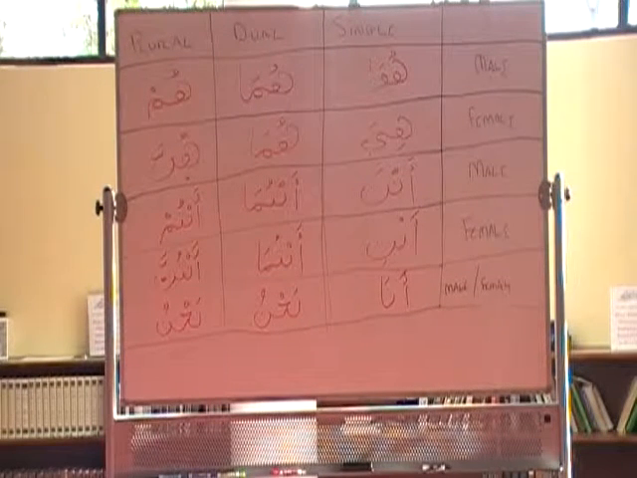Excellent. Alright, go ahead. Muhammadun Rasulullah. So Muhammad is the subject and Rasulullah is the predicate. And the meaning is Muhammad is the messenger of Allah. Excellent, mashallah. So Muhammadun Rasulullah. The subject, the mubtada, is Muhammadun sallallahu alayhi wa sallam. The predicate, or the khabar, is Rasulullahi.